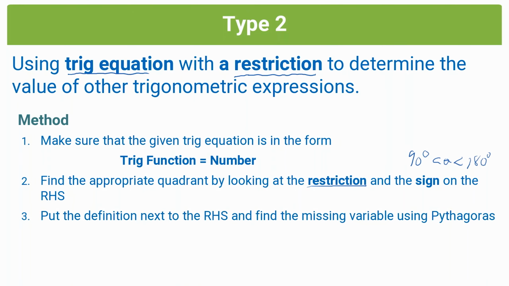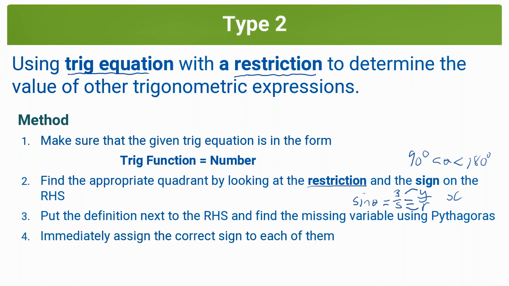The third step would be to put the definition of the trig function on the right-hand side and use that to extract variables and find the missing variable using Pythagoras. So for example, if you had sine theta equals 3 over 5, you'd put in your definition on the right-hand side, which is y over r. And from there, you could infer that y is 3 and r is 5. And then you could use Pythagoras to calculate x, because we know that x squared plus y squared equals r squared. And then your fourth step is going to be to immediately assign the correct sign to each variable.